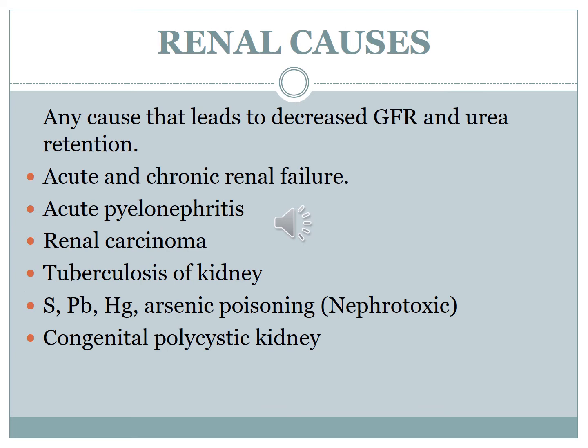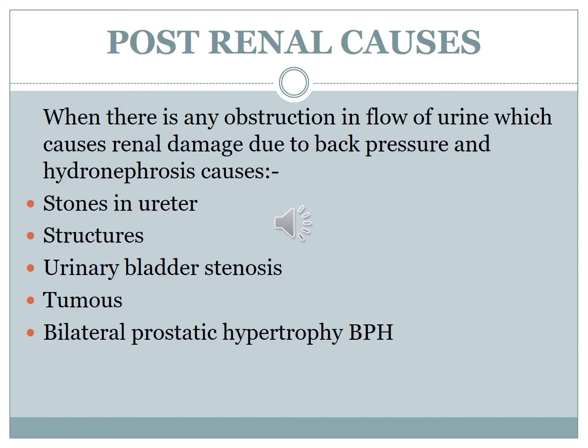Next are the renal causes, and they can include any cause that leads to decreased GFR and urea retention. The causes include acute and chronic renal failure, acute pyelonephritis, renal carcinoma, tuberculosis of kidneys, antimony, lead, mercury, arsenic poisoning, these substances are nephrotoxic, and congenital polycystic kidneys.